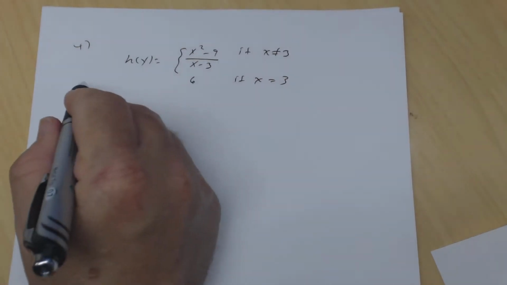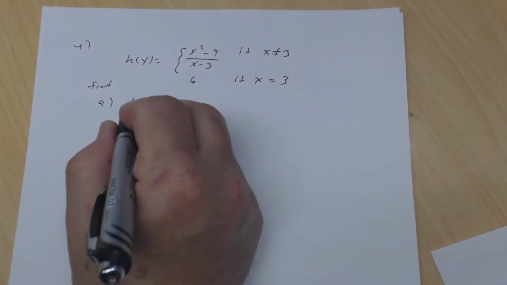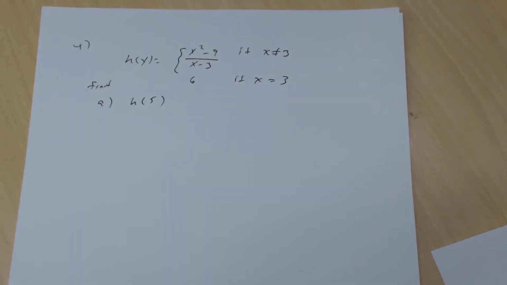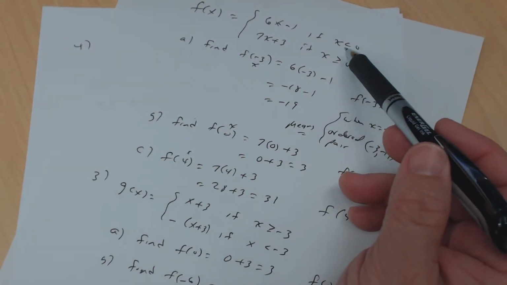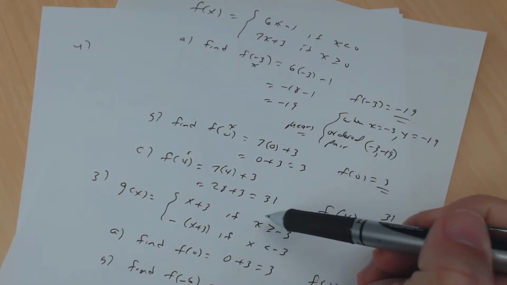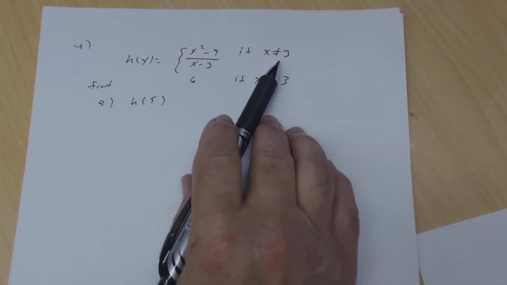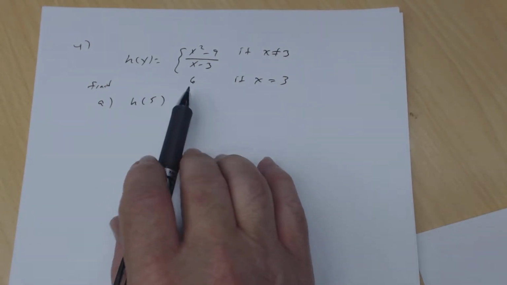All right, A. So we're going to find each of these. So A, let's suppose you want to find h of 5. All right, so now notice that in the previous ones, the conditions were listed as inequalities: less than, greater than, equal to, things like that. Okay? Here, it's listed as not equal to and then equal to. All right, so let's see how that works.